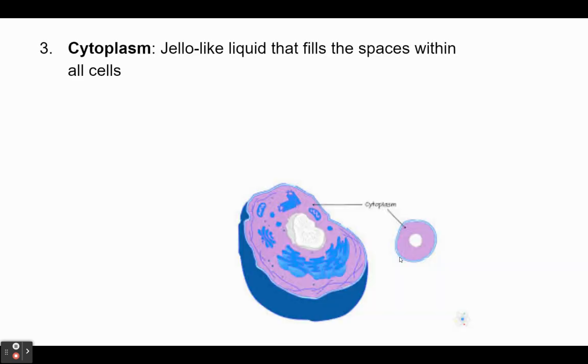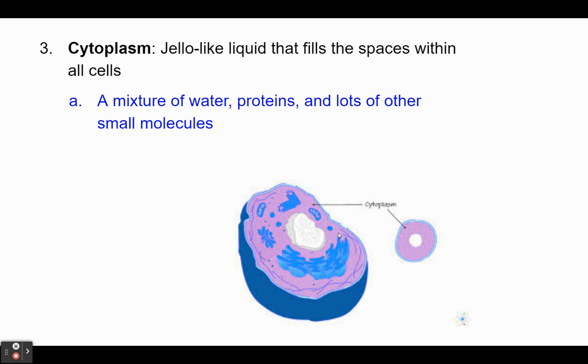Structure 3 is the cytoplasm. And this isn't so much a structure as a space. The cytoplasm is the jelly-like liquid that fills the spaces within all cells. This is what we think of as the quote-unquote empty space on the interior of cells, except it's not empty. I want you to think of it as a fluid, as a liquid. It's a mixture of water, of proteins, and lots of other small molecules.